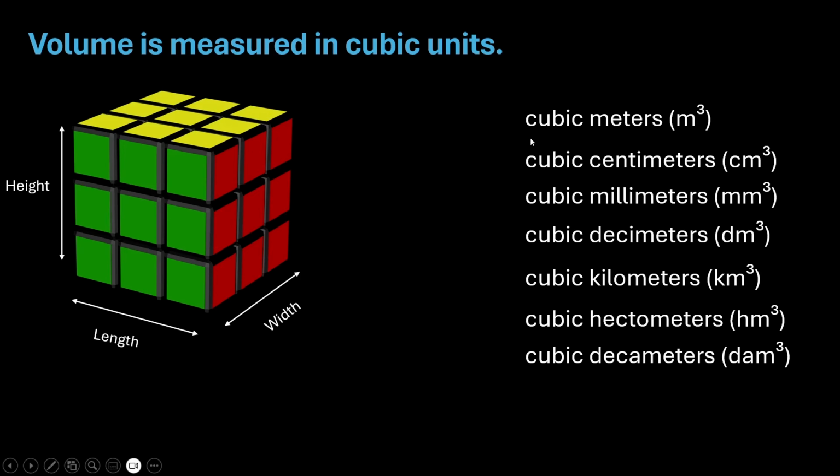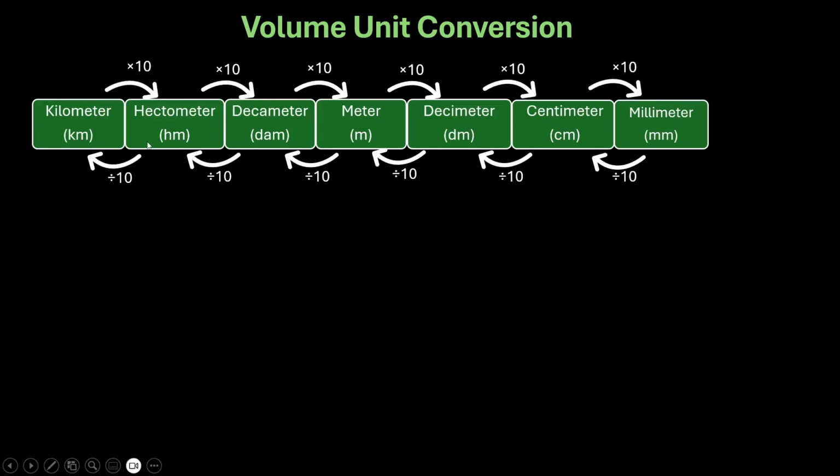Now, how do we do the conversion from one cubic unit into another cubic unit? So let us look into it. Let us first recall the basic unit conversion chart. We have kilometer, hectometer, decameter, meter, decimeter, centimeter, millimeter.